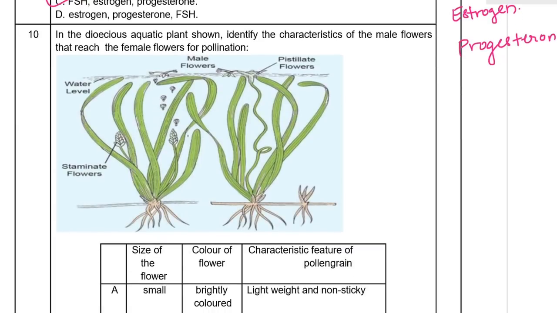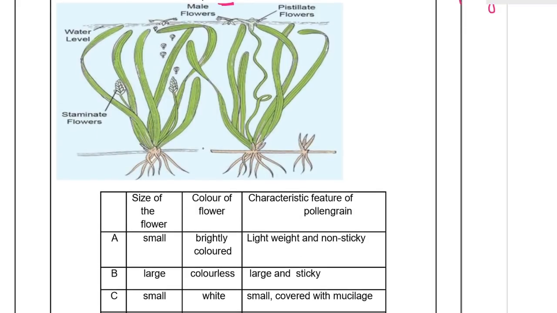Question 10. In the deciduous aquatic plant shown, here is an aquatic plant given. So you need to identify the characteristics of the male flowers that reach the female flowers for pollination. Okay, so here is the male flower. Here we can see, look at here, and this is the pistillate flower. Pistillate means pistil is the female reproductive part. So here we can see the staminate flower as given here. Stamen is ours.